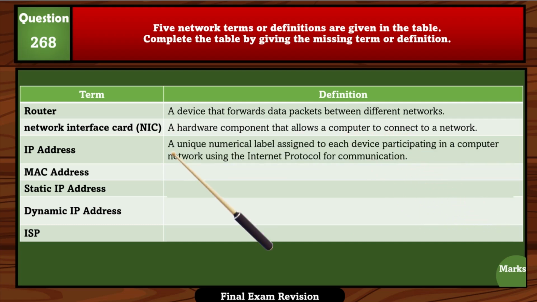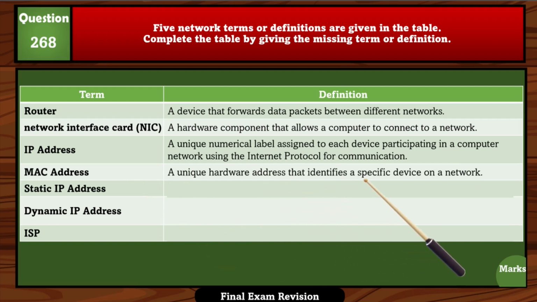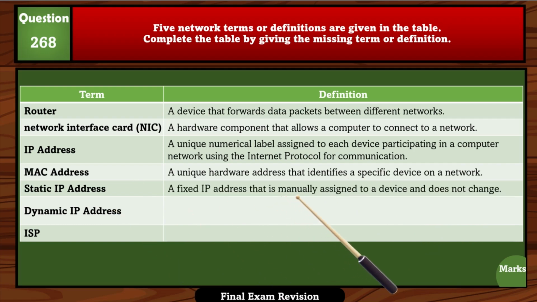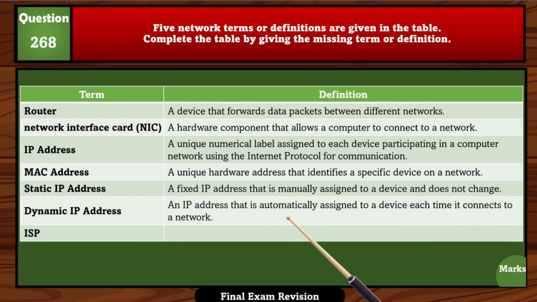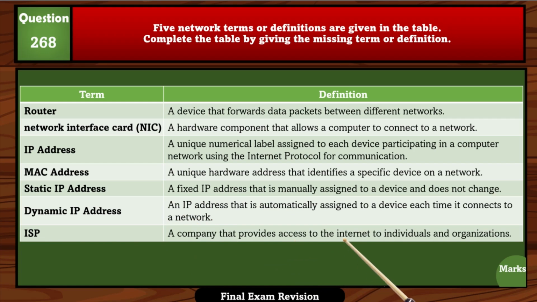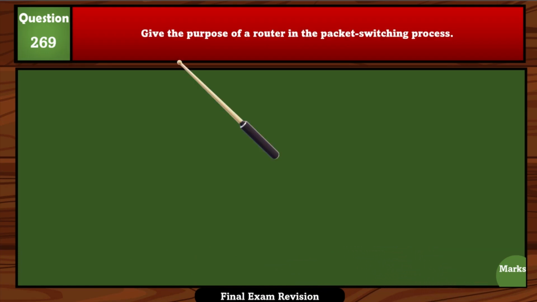IP address: a unique numerical label assigned to each device participating in a computer network using the Internet Protocol for communication. MAC address: a unique hardware address that identifies a specific device on a network. Static IP address: a fixed IP address that is manually assigned to a device and does not change. Dynamic IP address: an IP address that is automatically assigned to a device each time it connects to a network. And the last term is ISP, or Internet Service Provider: a company that provides access to the internet to individuals and organizations.